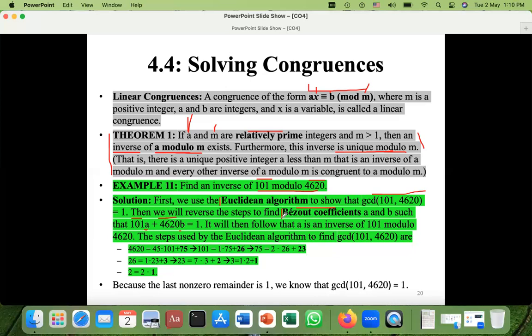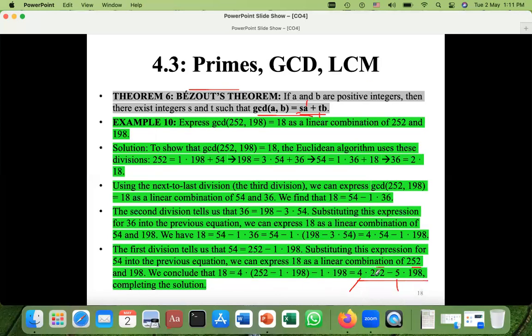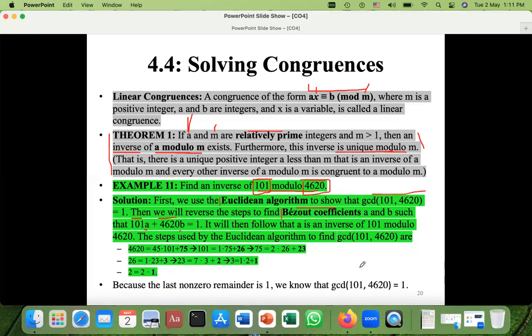And only then, for example, when you are finding the Bezout coefficients, you know that this 4620 is the value for the m, and this 101 is the value for the a. So finally, whatever the integer that you will find with this 101, like that, with, for example, this is the number a and this is the value for the s. So suppose that this 101 is a. Whatever the value you will find with this a, that would be your inverse.